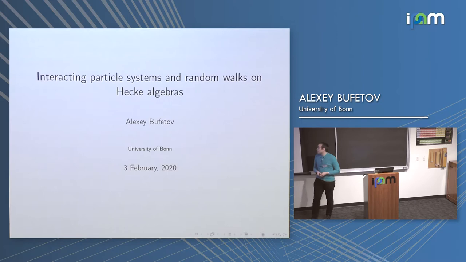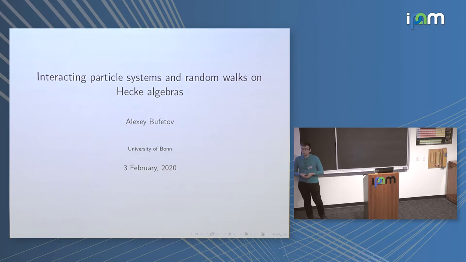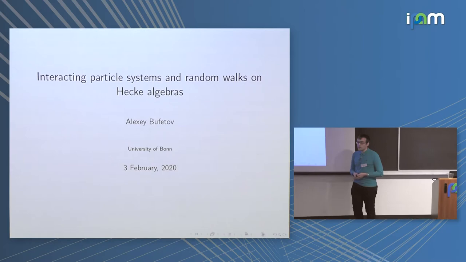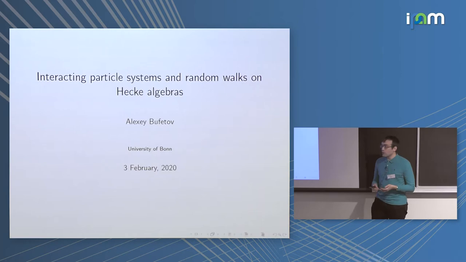So the first part, I will recall some basic definitions and facts about interacting particle systems, and more specifically, the asymmetric simple exclusion process. And then I'll formulate several asymptotic results about second-class particles in ASEP. And then in the second part, I will discuss how to prove them, and this would require a certain algebraic structure behind these processes, and so we will discuss random walks on Hecke algebras.